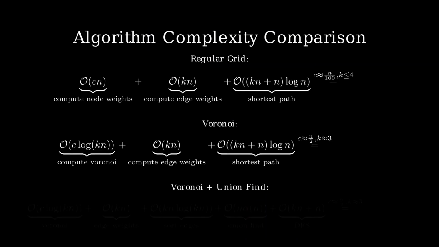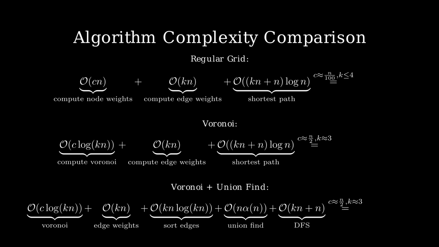Now, you might be wondering how union find compares to the regular grid and Voronoi approach in terms of computational complexity. Same as the previous method, we had to compute the Voronoi diagram and the edge weights. Before running the union find algorithm, we had to compile a list of edges from the least expensive to the most expensive one. We do this by sorting the list, in this case using for example quicksort. And quicksort has a complexity of number of edges times log of number of edges.